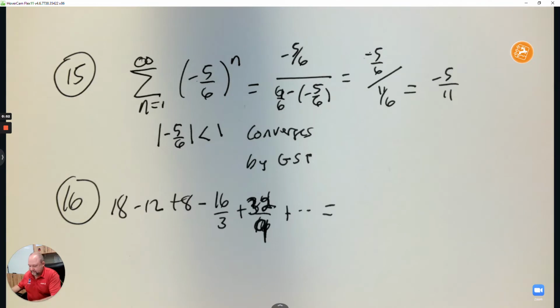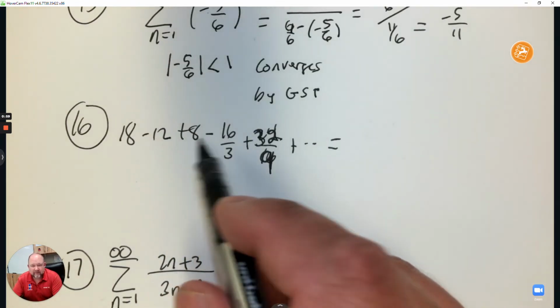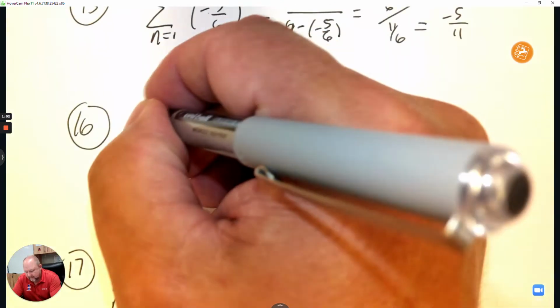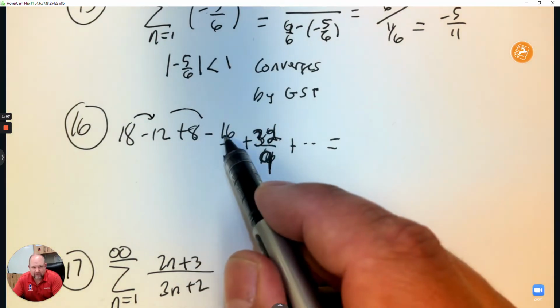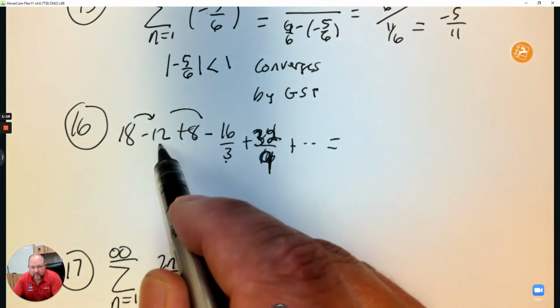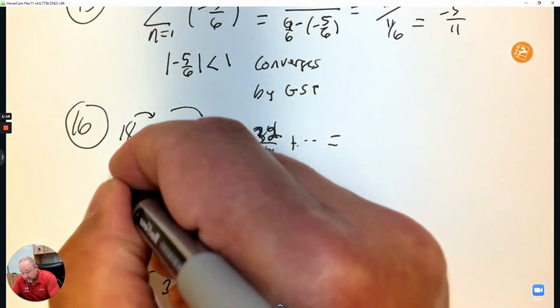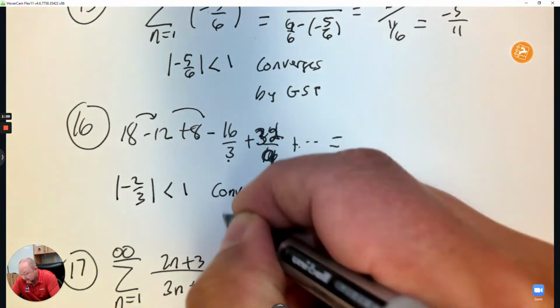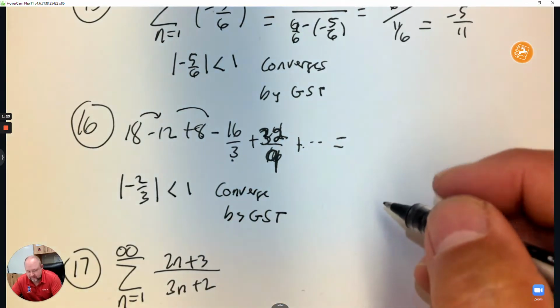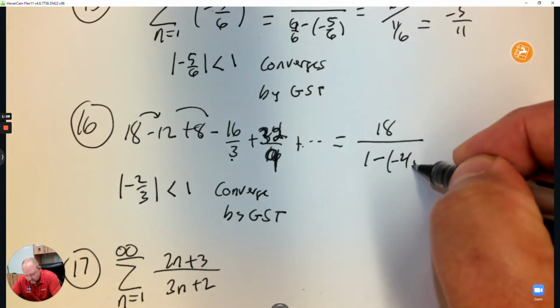All right, number 16. 18 take away 12 plus 8, and so on. What's happening here every time, and I think it's easiest to see it with a fraction, is that you're multiplying by -2/3. So -2/3, -2/3, that's what's giving you the answers, and eventually it becomes fractions. So the absolute value of -2/3 is less than 1, therefore it converges. Why? Because of the geometric series test. And then your first term is 18, 1 subtract -2/3.